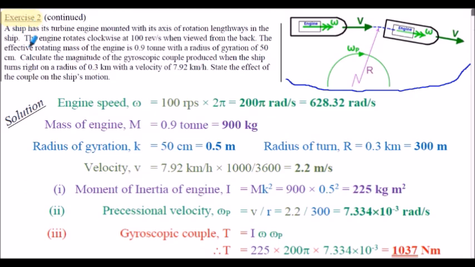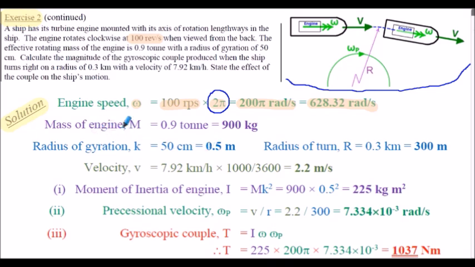Exercise 2, solution continued. So extracting information from the question. The engine speed given is 100 revs per second. So omega is 100 revs per second multiplied by 2 pi. So that's 200 pi radians per second, which is the exact value, or to 2 decimal places, 628.32 radians per second. Notice in the conversion this time only 2 pi was used because the angular velocity is stated in revs per second. So we only need to convert the revs to radians, so that's multiplied by 2 pi. The angular velocity is already in seconds as given.